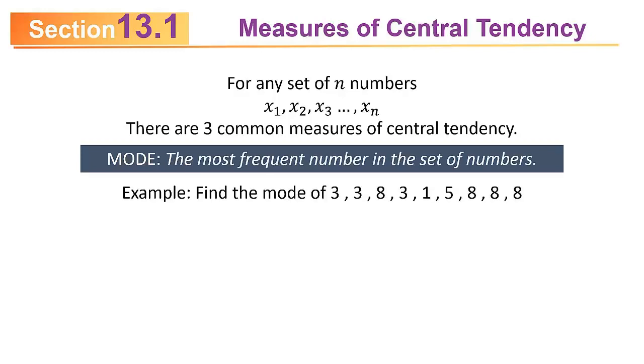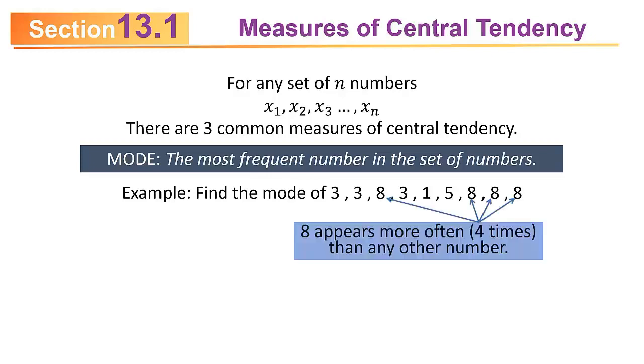For example, if I gave you the list of numbers 3, 3, 8, 3, 1, 5, 8, 8, 8, the mode would be 8 simply because 8 appears 4 times and no other number in that list appears that many times.